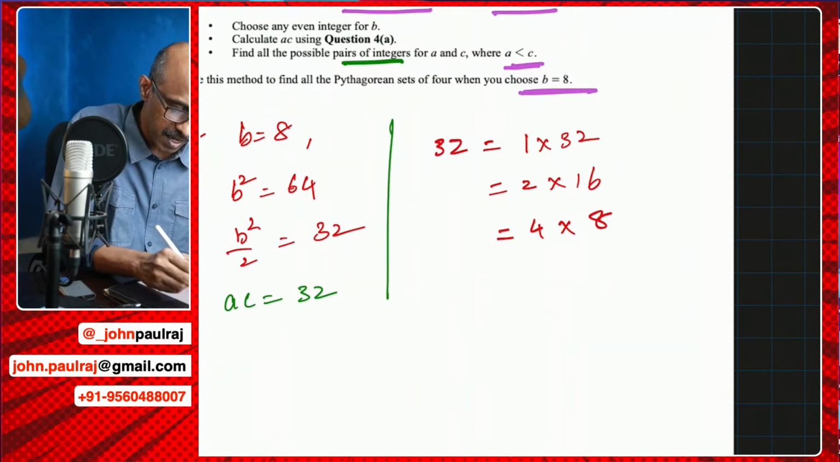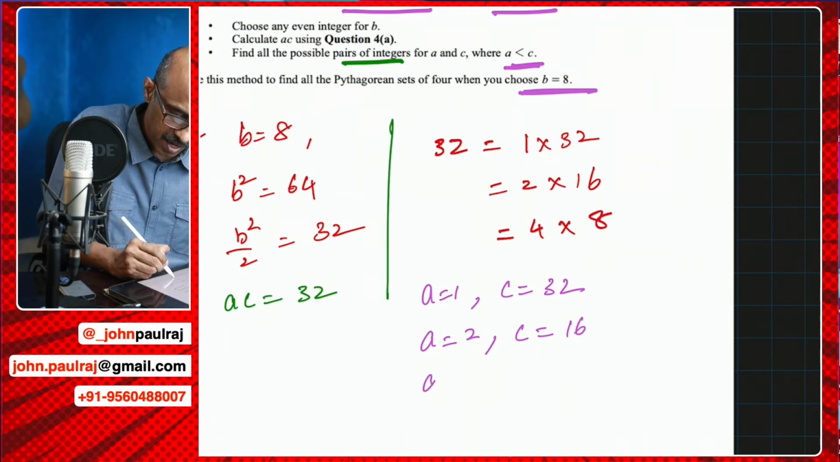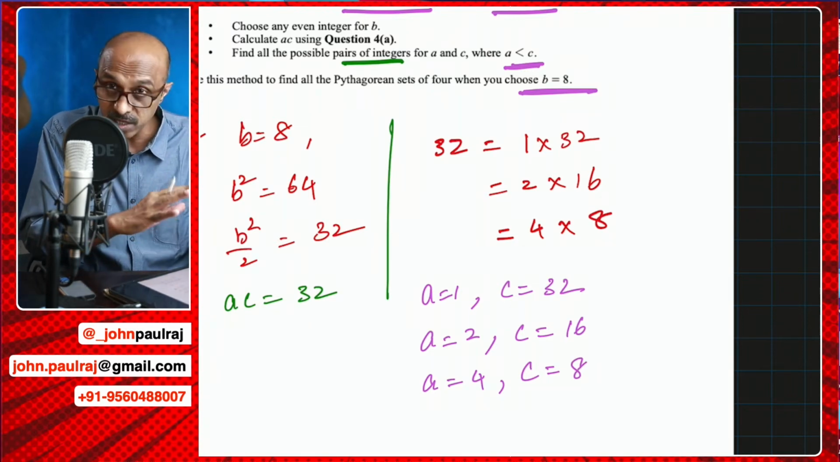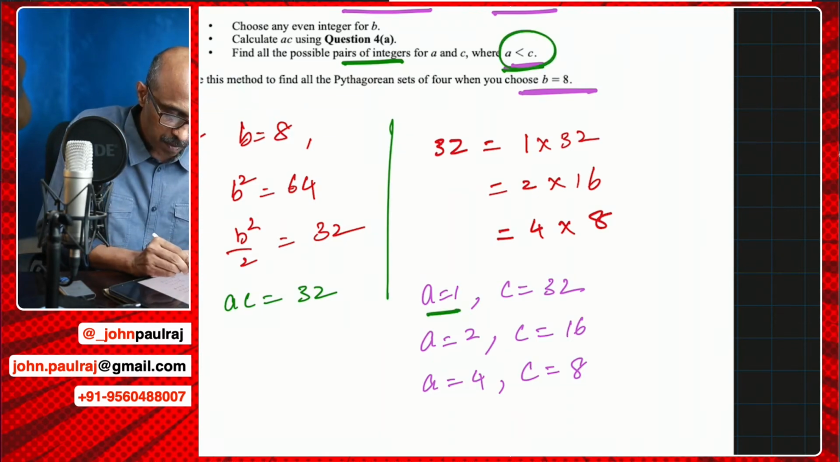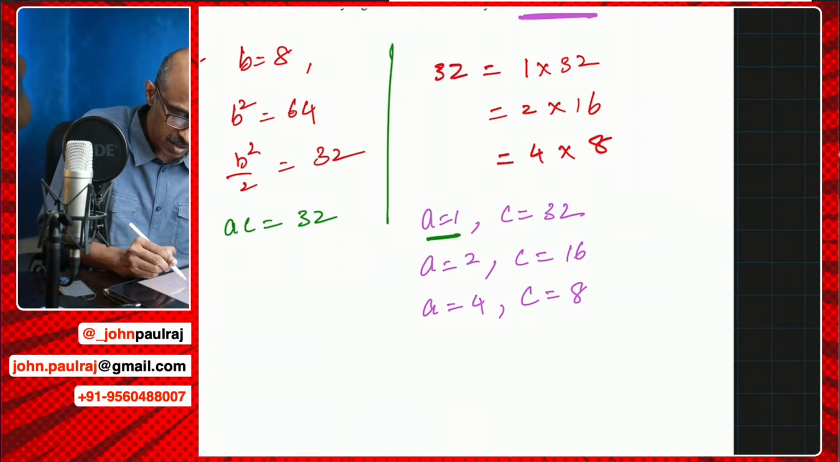So if we take a as 1, then c is 32. If you take a as 2, then c is 16. And if you take a as 4, then c must be 8. Of course, you can have the other factors too, like 32 times 1 and 16 times 2, but they're saying a must be less than c. So we need to find the sets of 4. When a is 1, b is 8, so one set.